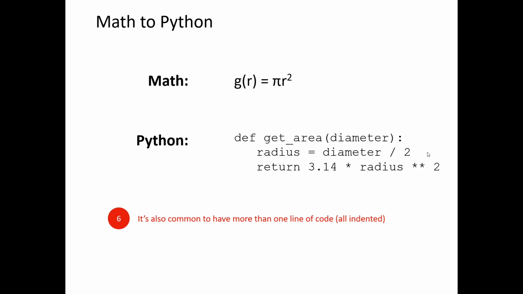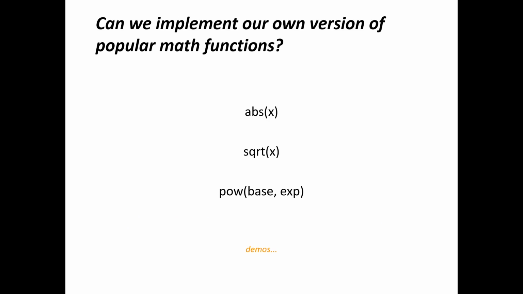We also may have more than one step. In this case, instead of using the radius, I'm starting with the diameter, and in order to compute the radius from the diameter, I'm going to add a second step here to just divide the diameter by 2, and then that will give me the radius. All the lines of code that belong to a particular function body are going to be indented with those 4 spaces. All right, so next up, I want to do some demos.